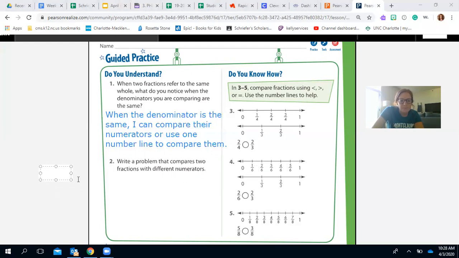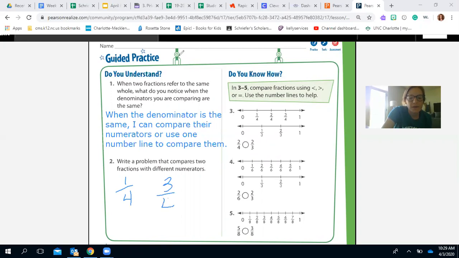I'm going to move that to the side. Okay, so let's do that. I'm going to hit my drawing tool. We're going to have, let's say, 1/4 and 3/4. Those are our two fractions. They have the same denominator, which is 4, or fourths, but they have different numerators, so 1 and 3.